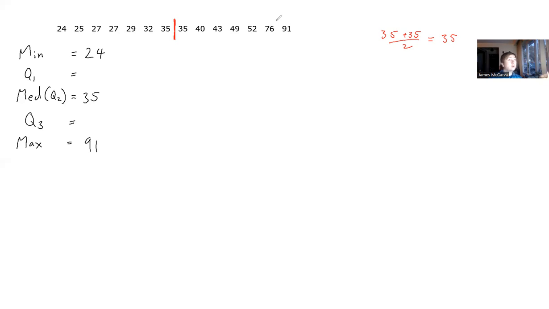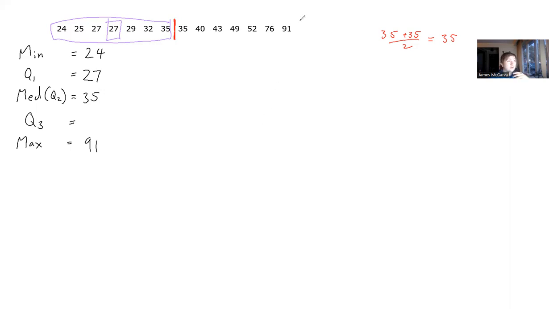The shortcut is we're going to take all this stuff that's to the left of the median, and we're going to find the median of that. What do we have to the left of the median? We have 7 numbers. That's an odd number of numbers. So the median should be right in the middle. There it is, 27. All right, so the Q1 is going to be the median of the first half of the data.